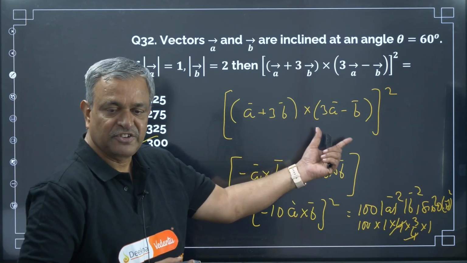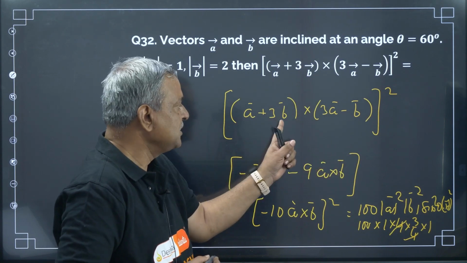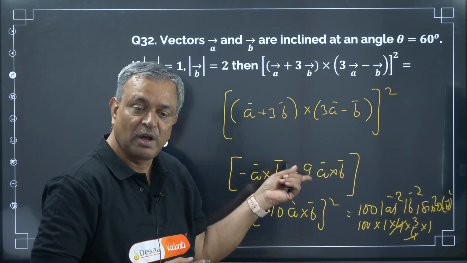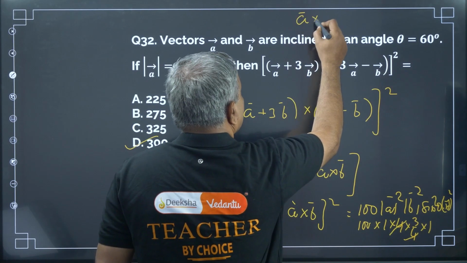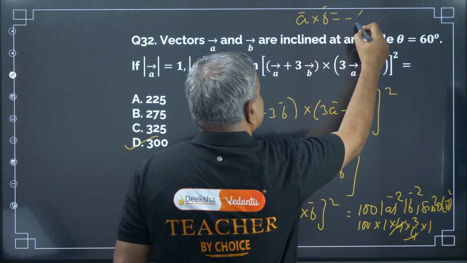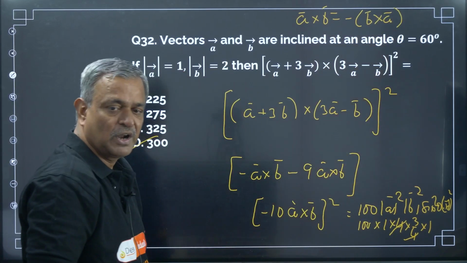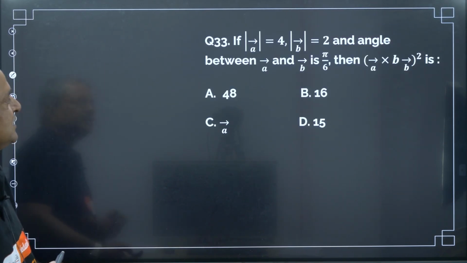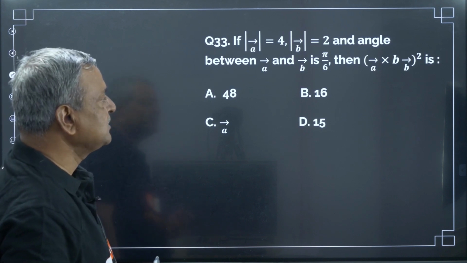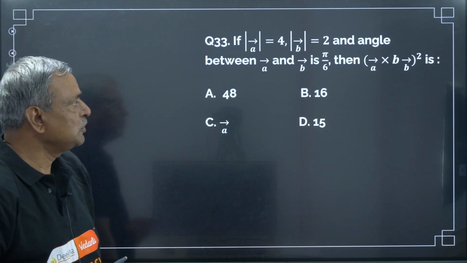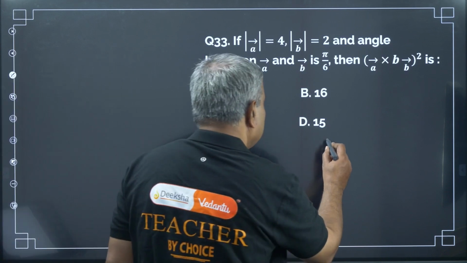Okay, simple calculation. A cross A will be 0, and A cross B and B cross A becomes minus times of A cross B. That is the concept here: A cross B is equal to minus times of B cross A. That is the most important point in this question. Question 33 is similar. A vector is 4, mod B vector is 4, angle between A and B is pi by 6. Then what you have to find? You have to find A plus B, A cross B whole square.